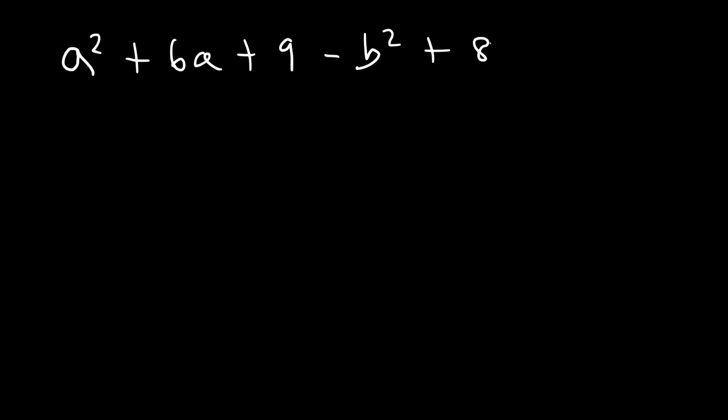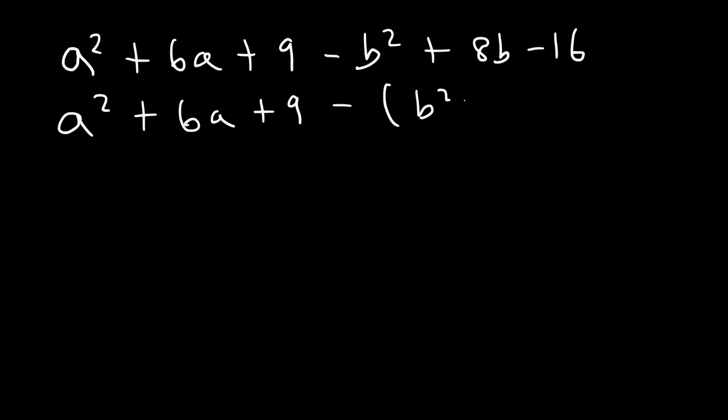Now, what if you were to see a problem that looks like this? a squared plus 6a plus 9 minus b squared plus 8b minus 16. What would you do in this problem? The first thing I would do is take out a -1 in the last three terms. So it's going to be b squared minus 8b plus 16.